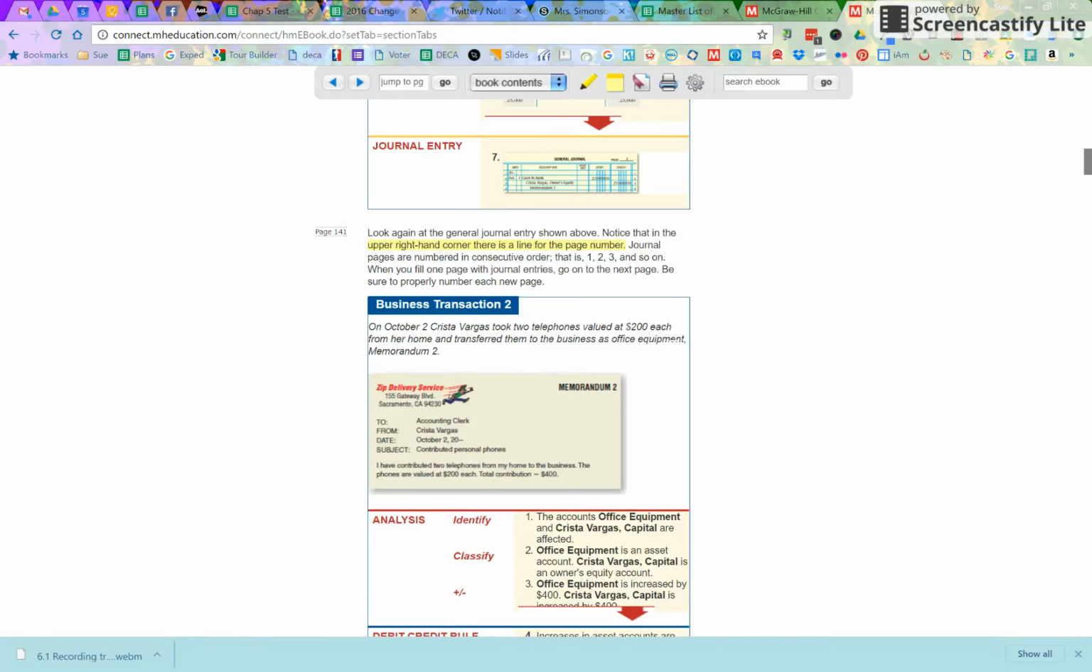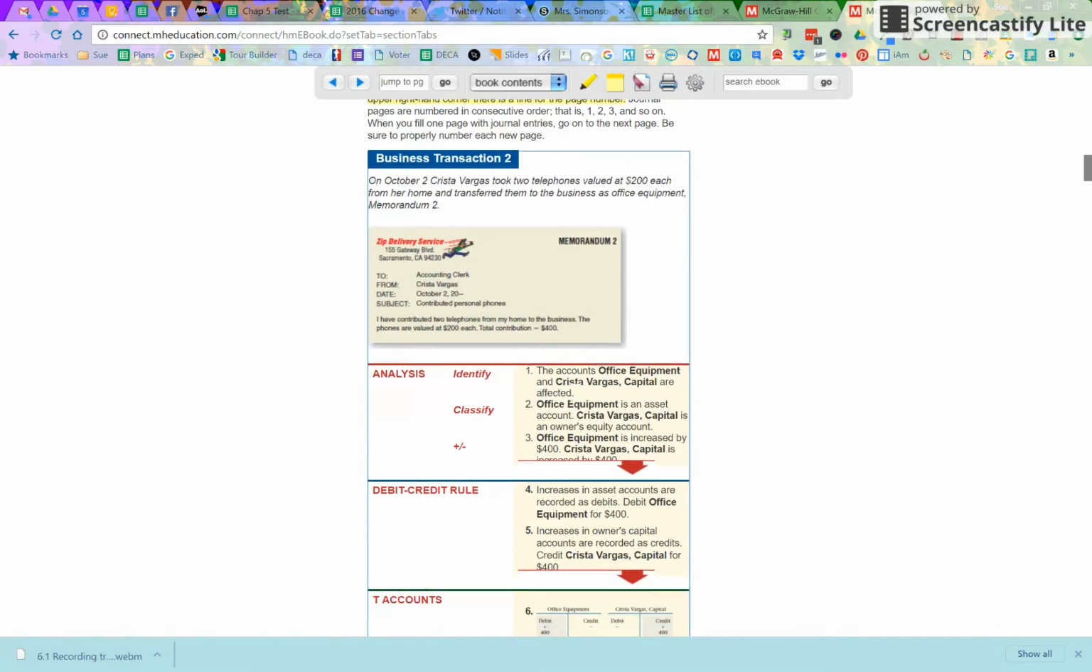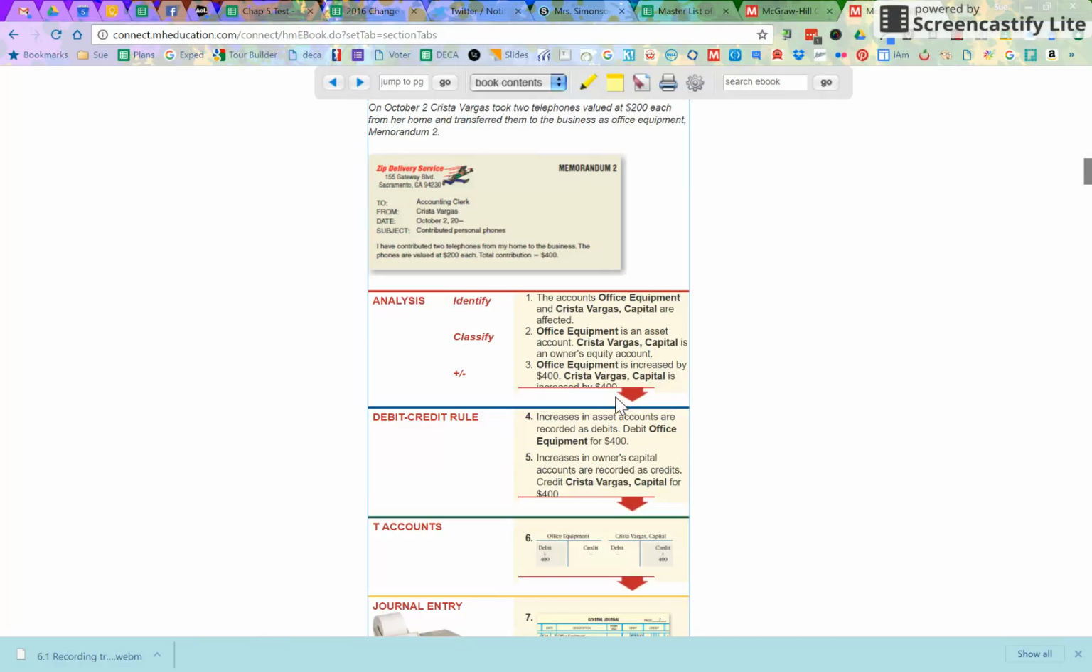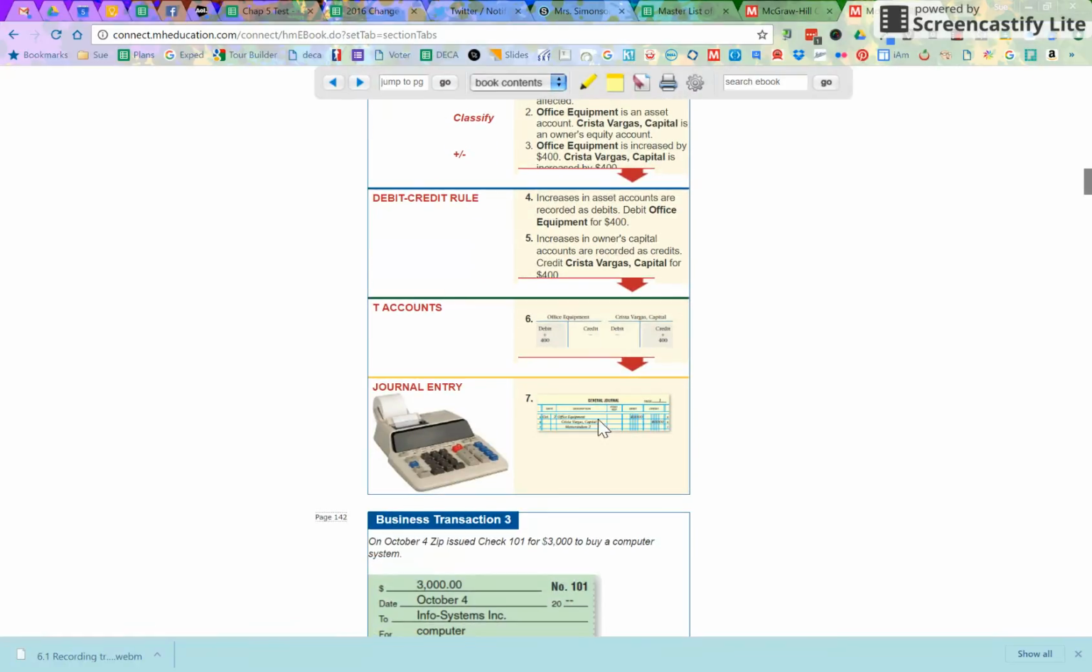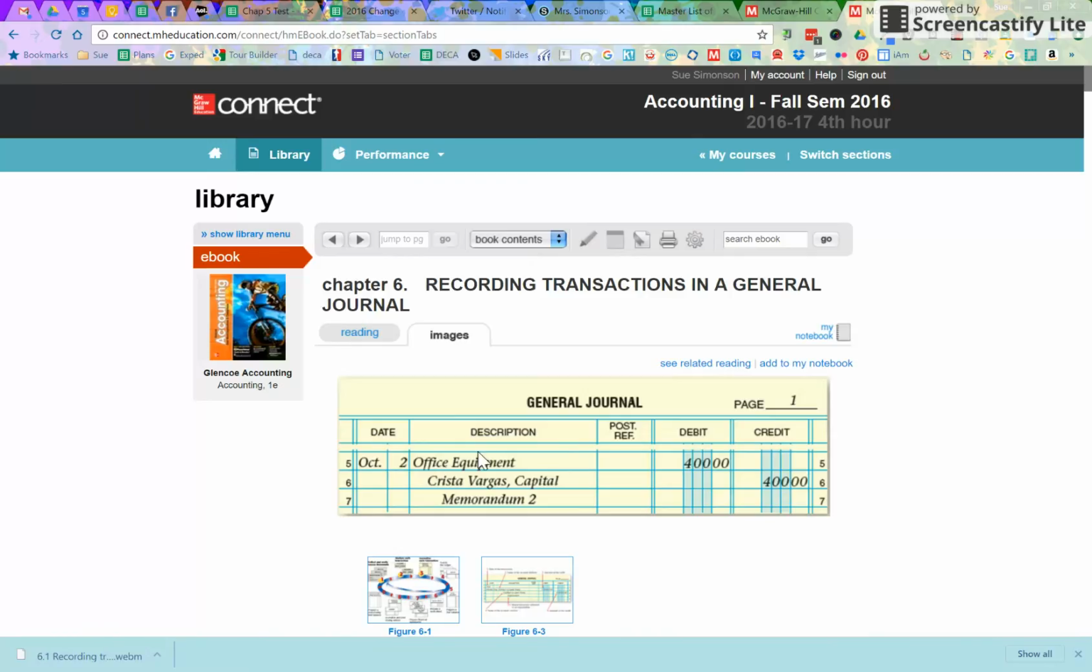Transaction 2, we took 2 telephones from our house and put them into the business. So our office equipment is going to go up as an asset, and our capital is also going to go up. And so here's how that would look. We've done that transaction before, and that was another memorandum.